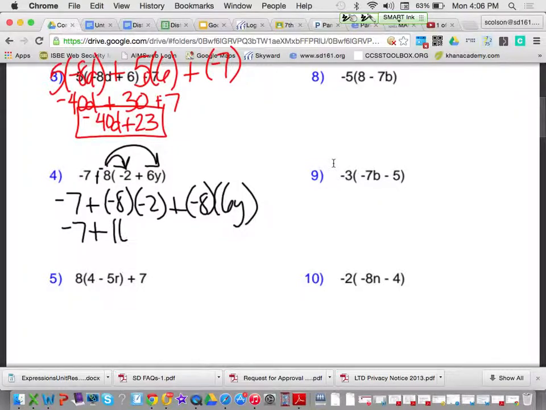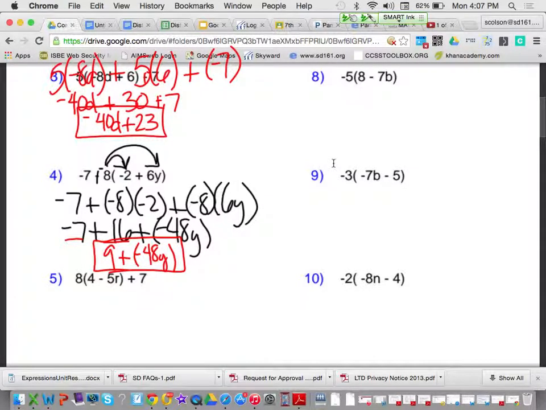8 times 2 is 16. And then I have a plus, I have a negative 8 and a 6y. It's going to be negative. And 8 times 6 is 48y. And now combining like terms, I can combine the negative 7 and the plus 16. So I am left with 9 plus negative 48y. Yes, pretty easy. Good, I hope so.